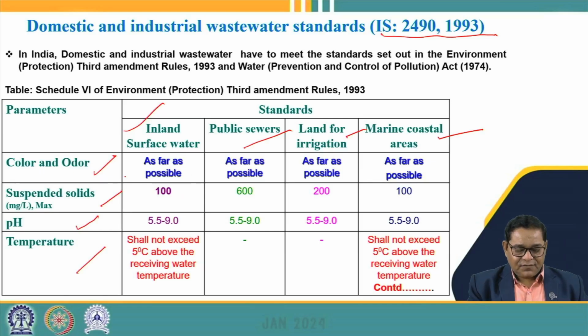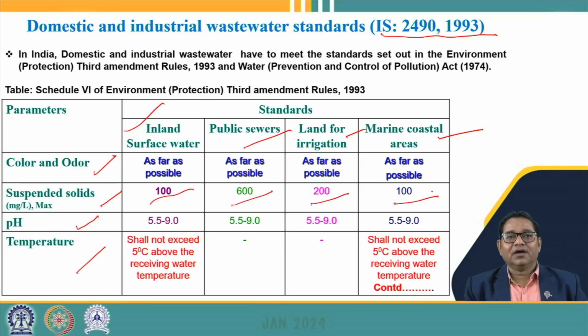As far as possible, there should not be any color or odor present in the treated wastewater. It means color has to be completely removed from the wastewater, and there shouldn't be any objectionable smell or odor before it is disposed. Then, if we talk about the suspended solids, that basically indicates presence of impurities in the wastewater that need to be discharged with great care, as they may cause a lot of turbidity problems. So the standard for different types of wastewaters is given.